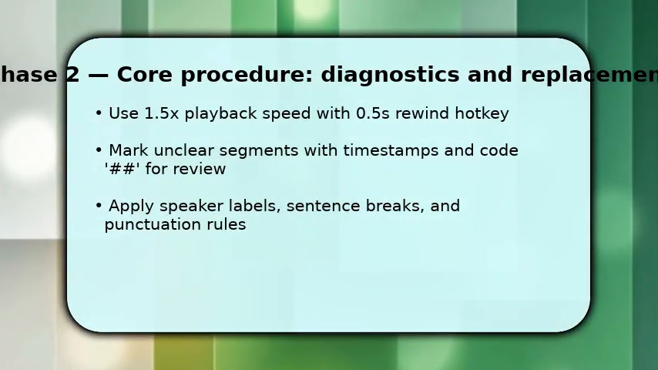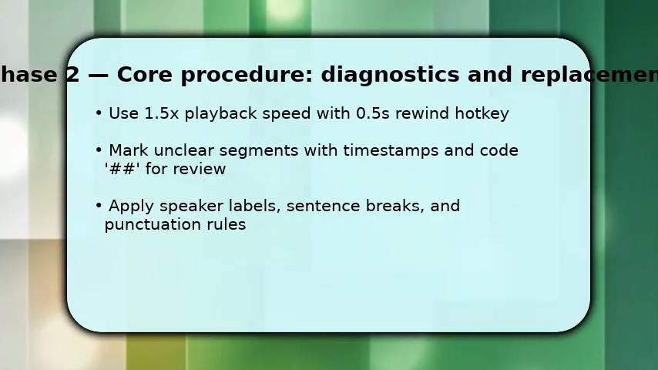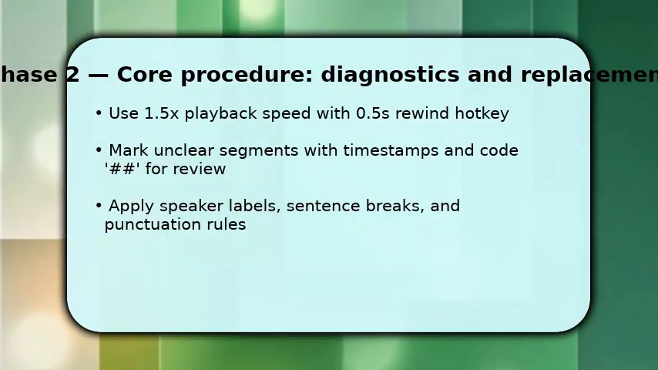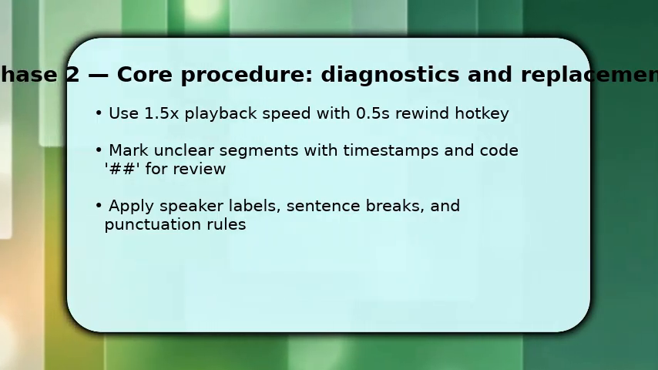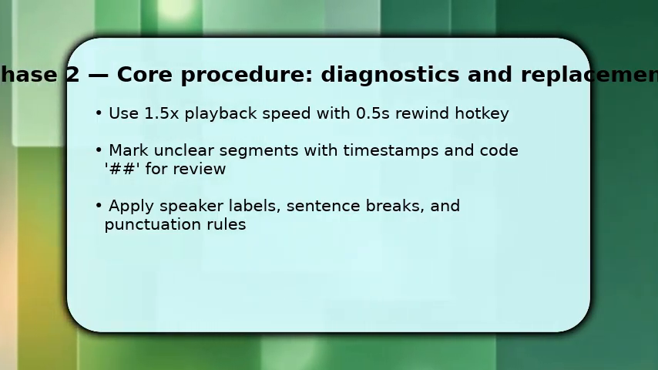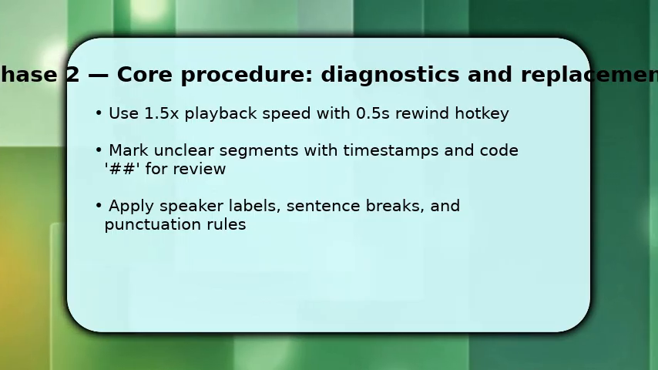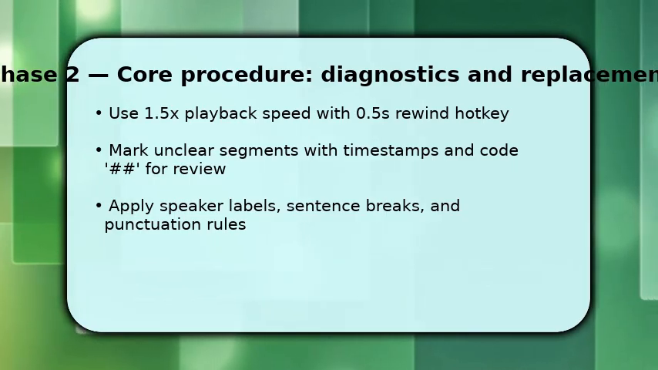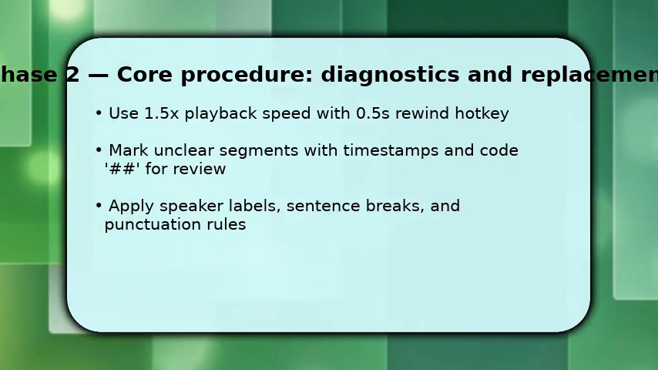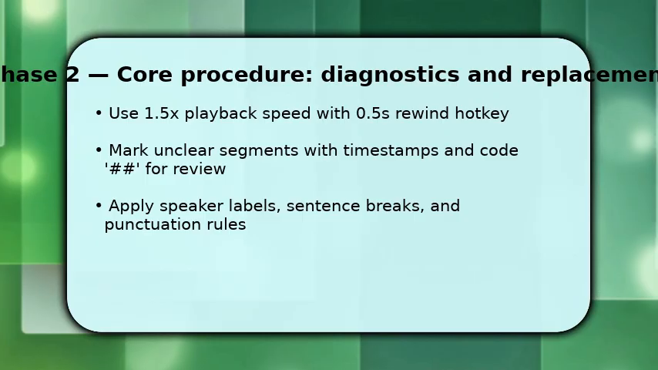Now you move into the detailed execution. Run the audio at 1.5x, and use a 0.5-second rewind hotkey to keep pace without losing accuracy. As you capture speech, add speaker labels and insert sentence breaks so later analysis is simpler. When a word is unclear, mark it with a timestamp and hash to flag for review. This prevents slowing the main pass.